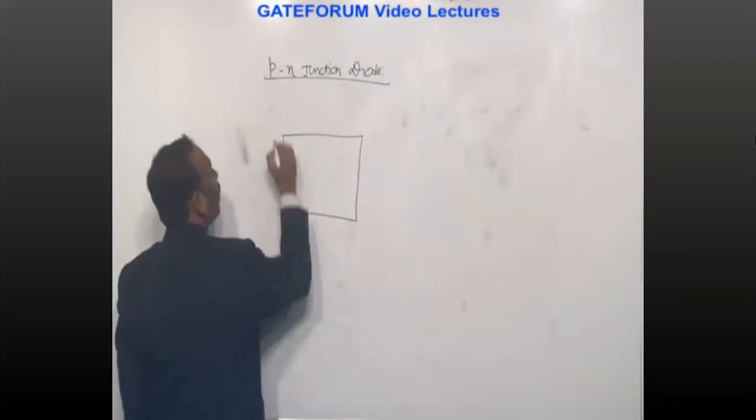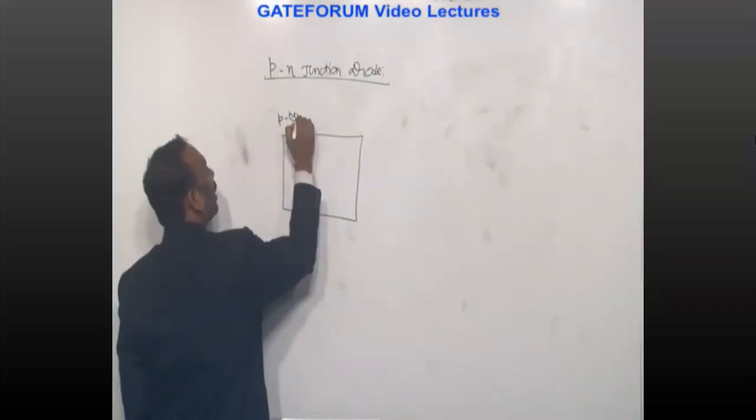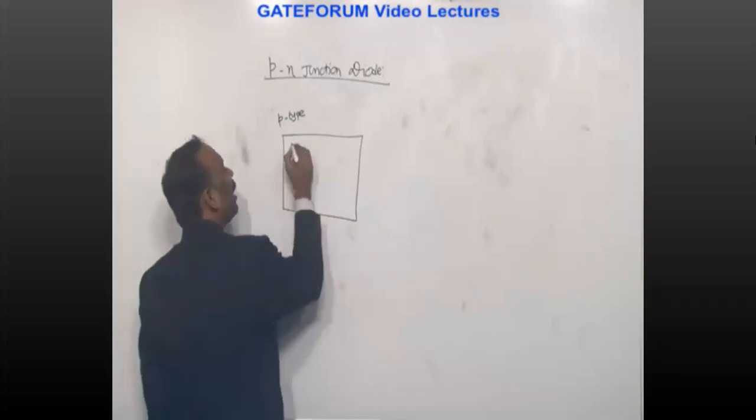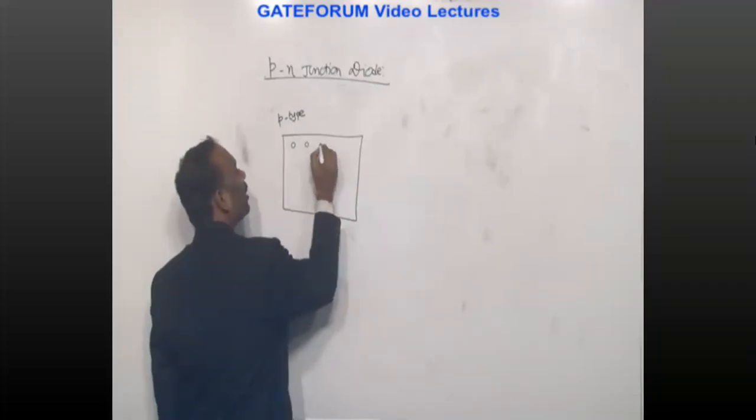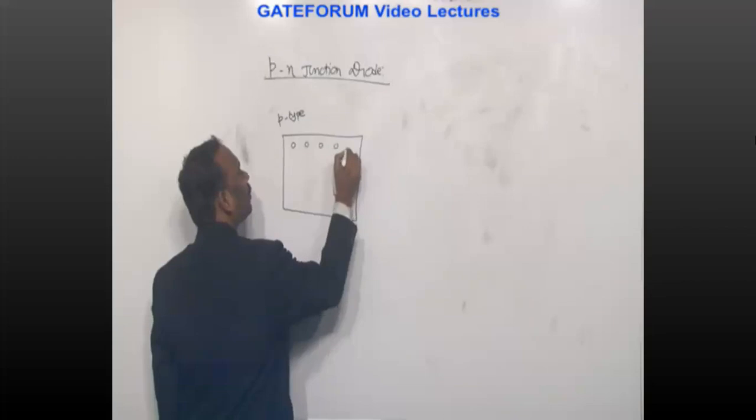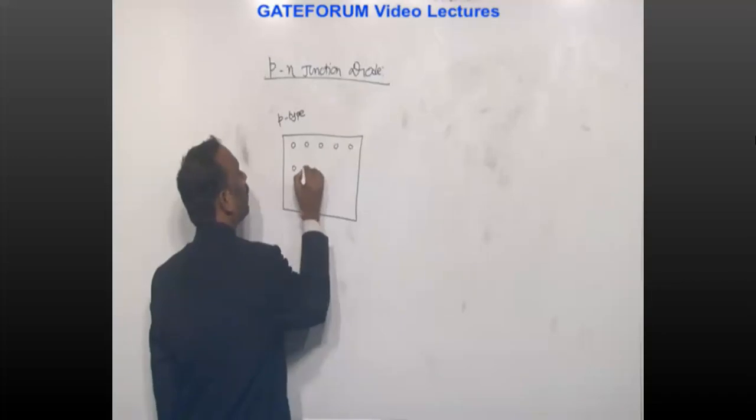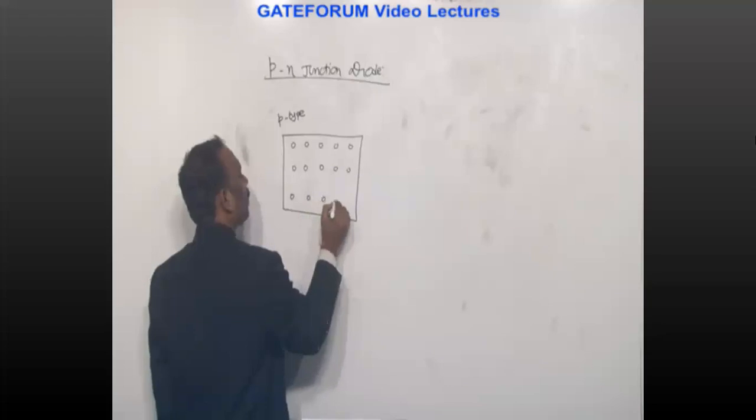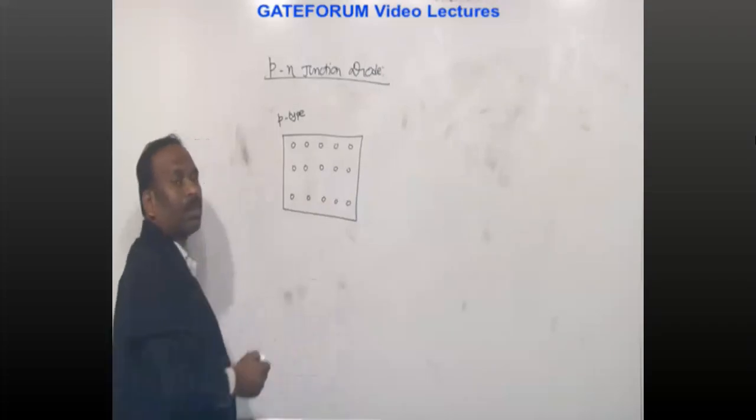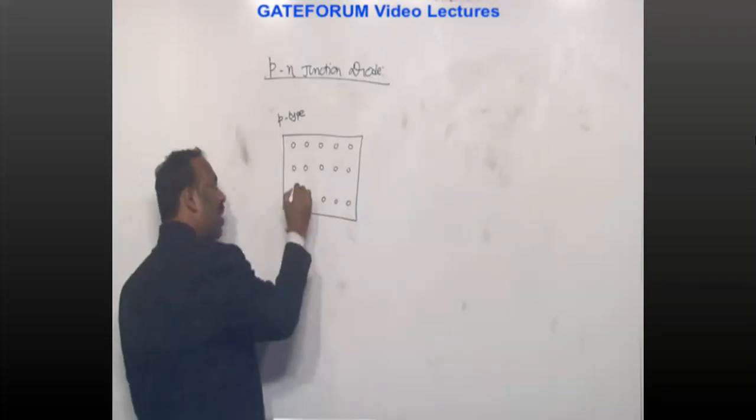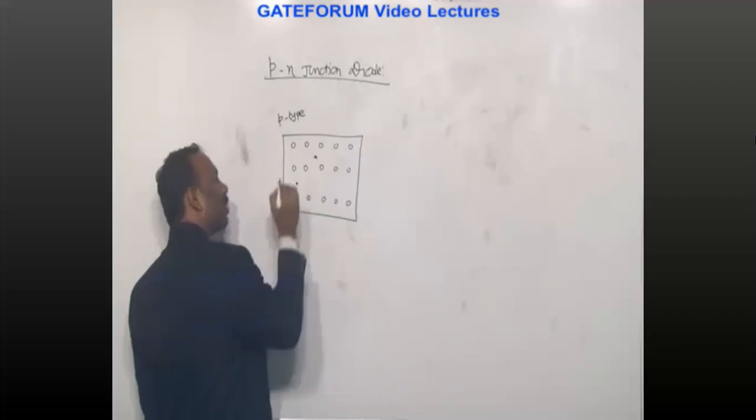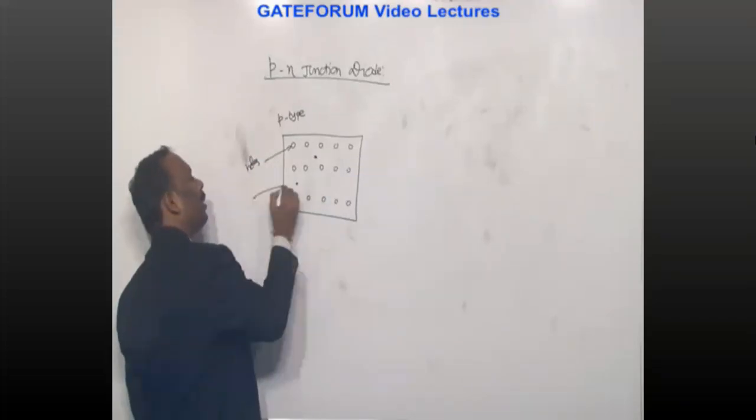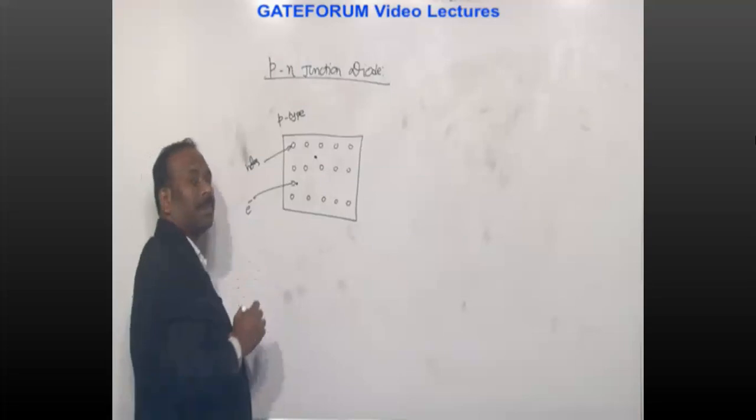Take this as a p-type semiconductor. Majority charge carriers are holes. Let us suppose I am representing like this. Minority charge carriers are electrons. Let us suppose these are electrons. These are holes. These are electrons.